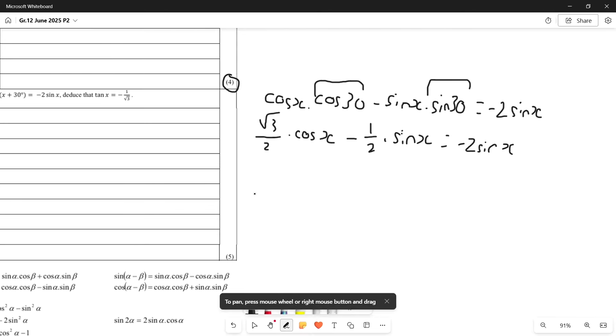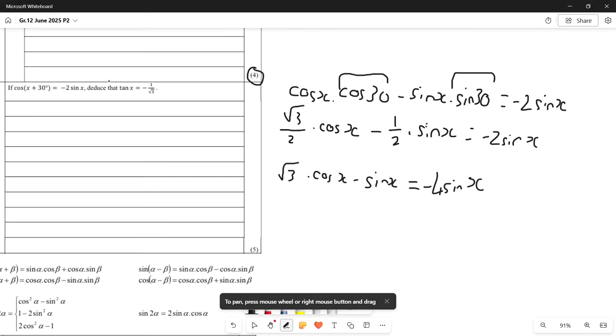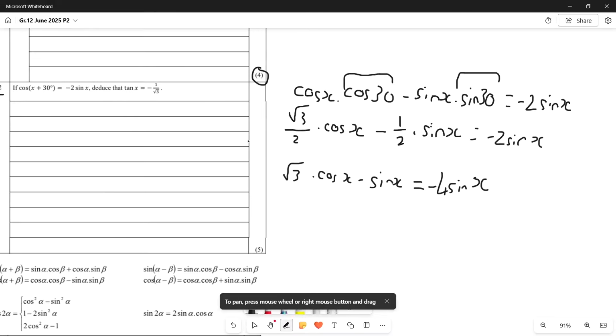It'll make it a bit neater for us, which means we have the square root of 3 cos x minus sine x, because both of these guys had the 2 in the denominator, which meant we just dropped them. But what we did have to do is multiply this guy by 2, because it was only over 1. So we have to multiply it by 2, which means we have minus 4 sine x. So at this stage, it's a lot neater. A reminder that we're going for a tan x equals minus 1 over the square root of 3. So we've done some good work so far.